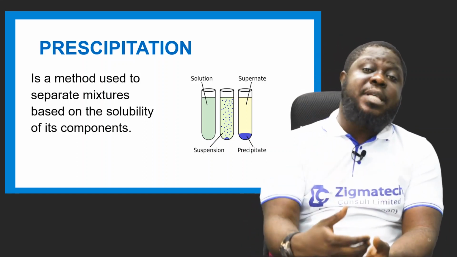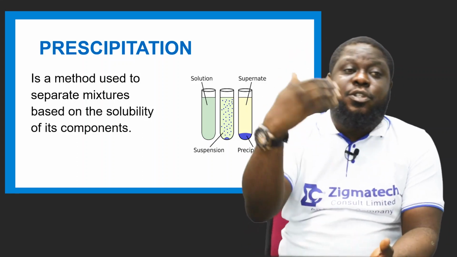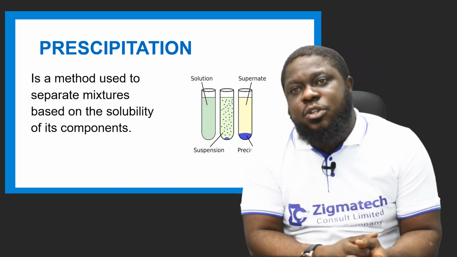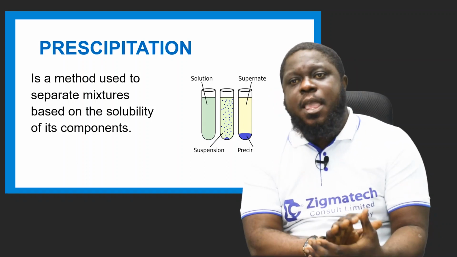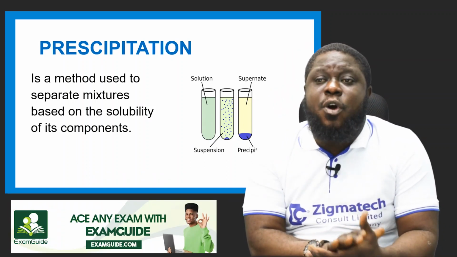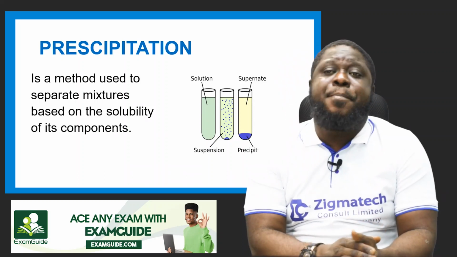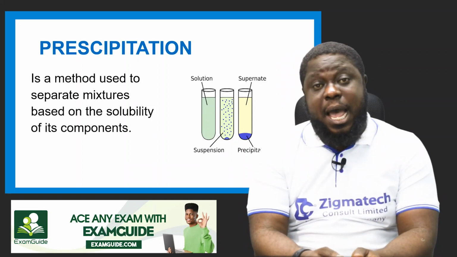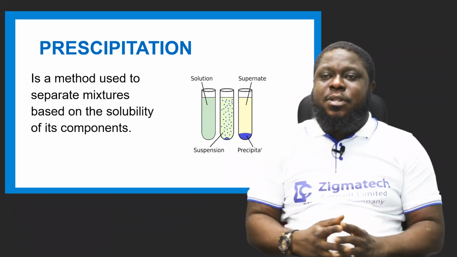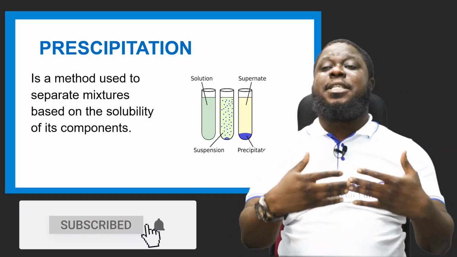Now, soluble solids are like sugar and salt. They dissolve in a liquid such as water and form a solution. So in this concept, precipitation is used to separate a mixture based on the solubility of its components. In essence, I can put salt and water, or sugar and water, and it will give me a sugar solution. So for me to separate this particular thing, it needs to be precipitated.